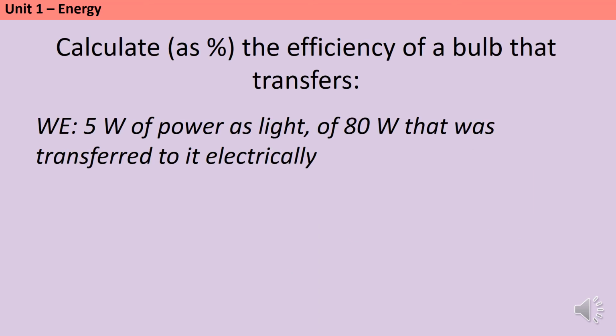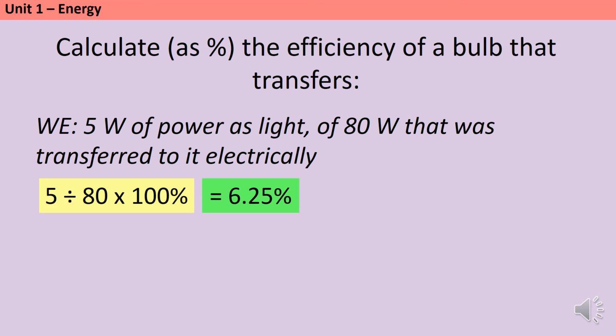So in this question, we're asked to give our answer as a percentage, and we're looking at a bulb that transfers 5 watts of power as light radiation out of a total of 80 watts that was transferred to it electrically. So we're going to do this fraction, so we do 5 divided by 80 and then multiply by 100% because we want to give our answer as a percentage, and that gives me an answer of 6.25%.